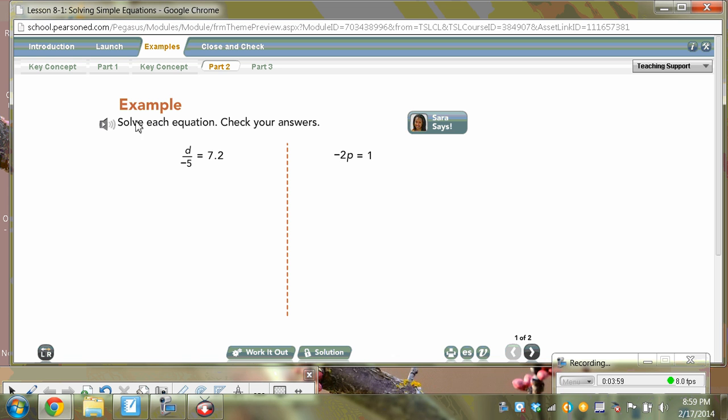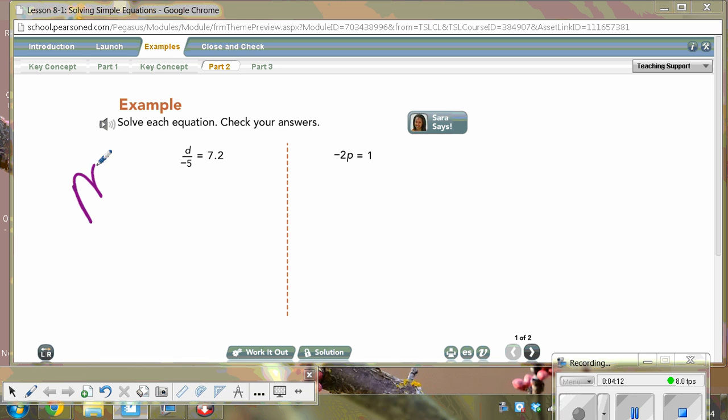Okay, so we're solving each equation and then we're going to check our answers. What I'm asking you here first is, what operation are we doing? We're dividing. So how do I undo division? I multiply. And I'm just going to use an M for multiply because it's a little painful for me to write. And also over here, I have -2 times P equals 1.